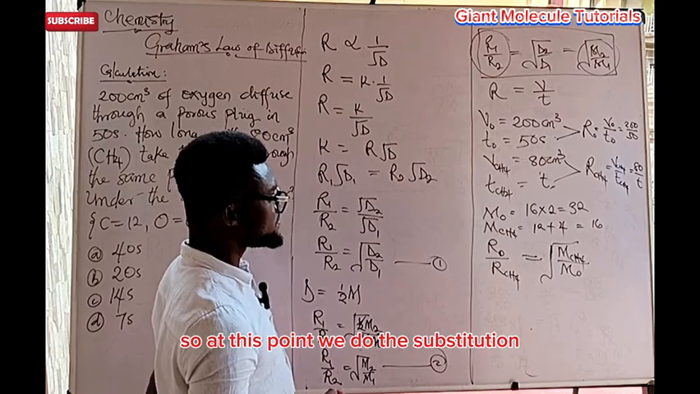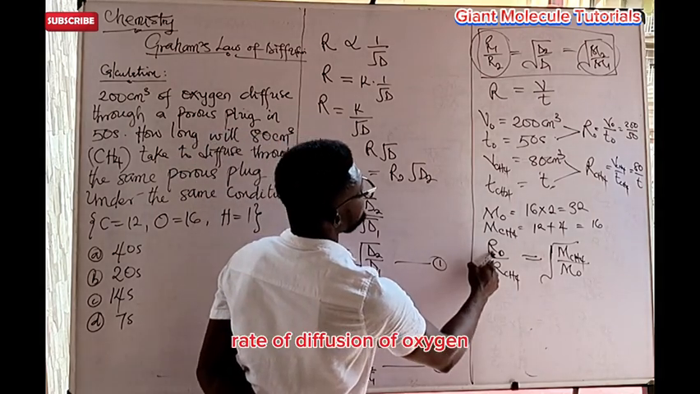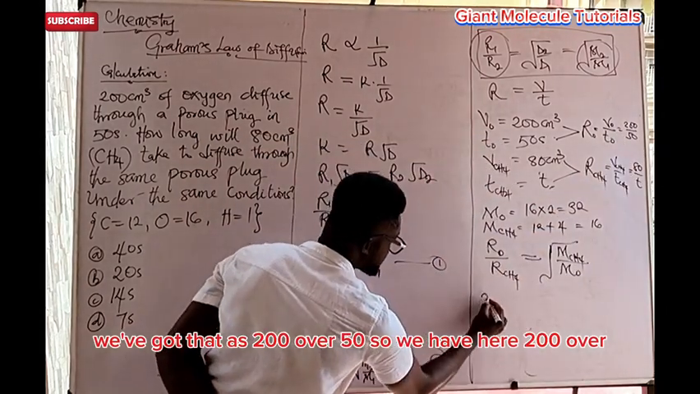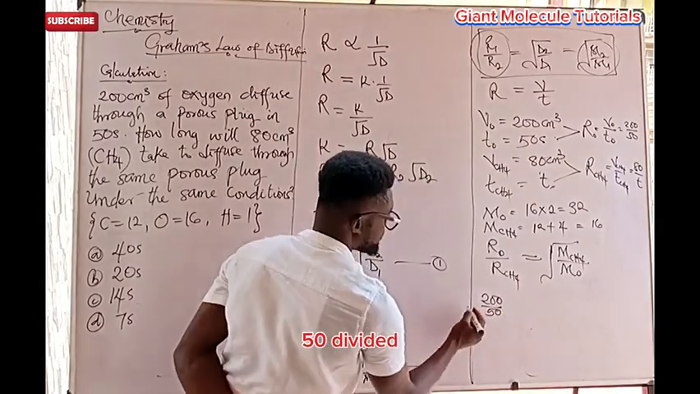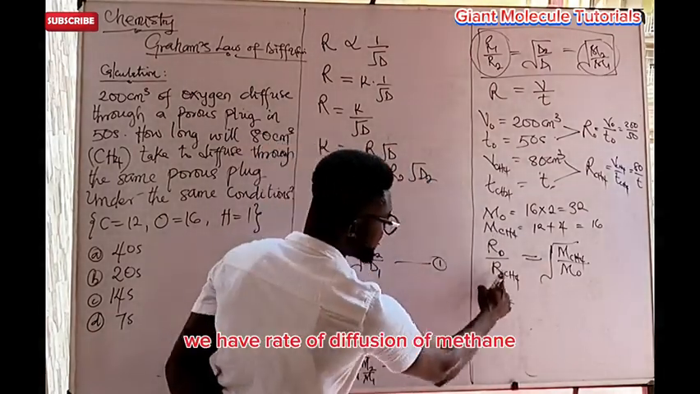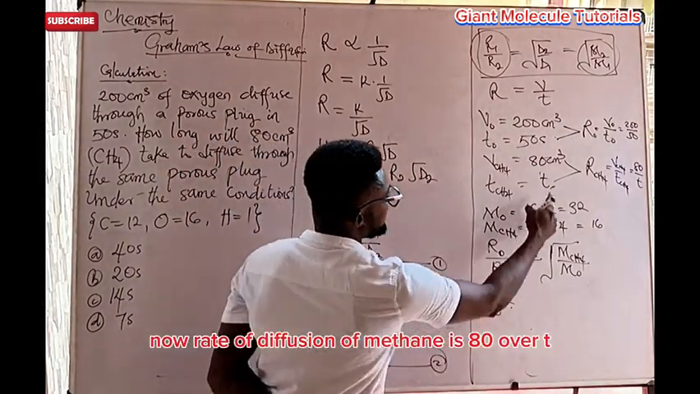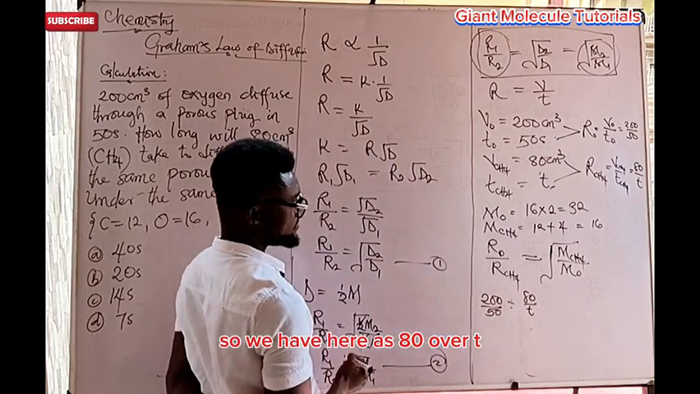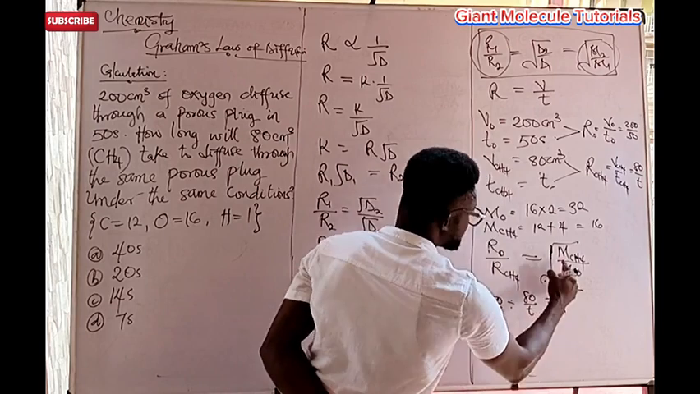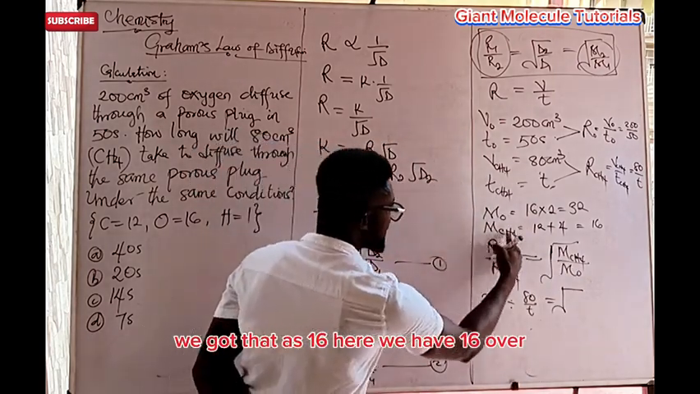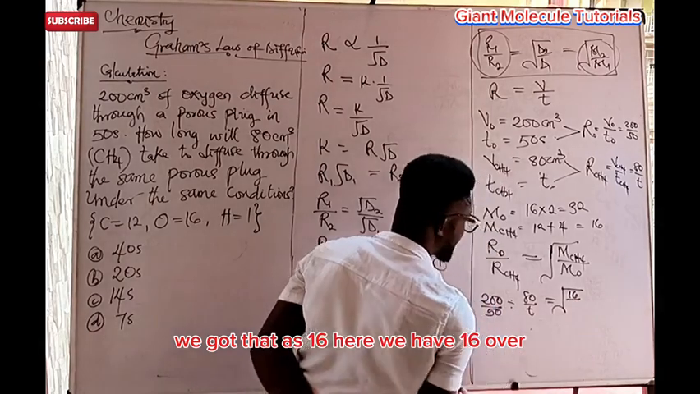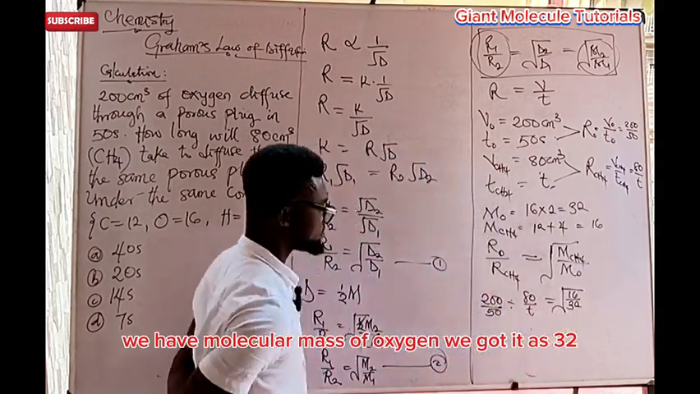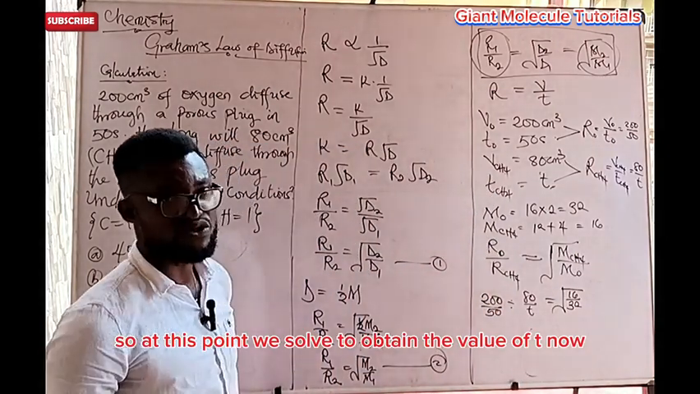So at this point, we do the substitution. The rate of diffusion of oxygen, we've got that as 200 over 50, divided by the rate of diffusion of methane. Now, the rate of diffusion of methane is 80 over T. So we have here 80 over T, which will be equal to the square root of the molecular mass of methane, which we got as 16, over the molecular mass of oxygen, which we got as 32. So at this point, we solve to obtain the value of T.